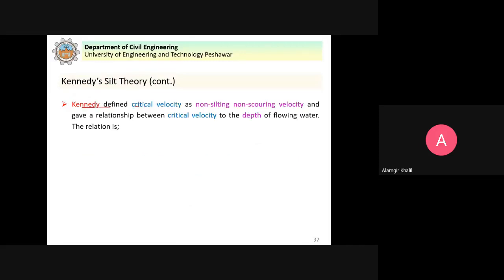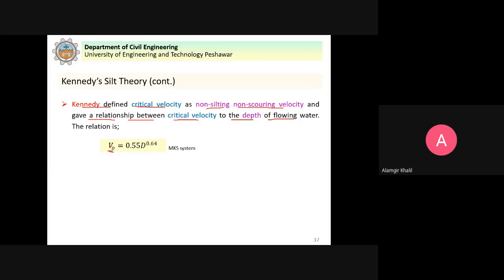Kennedy defined critical velocity as non-silting, non-scouring velocity, and gave a relationship between the critical velocity and the depth of flowing water. Based on the data that he collected from the sites of the Upper Bari Doab Canal, he came up with these empirical equations. And he defined this as the critical velocity that is non-silting and non-scouring.